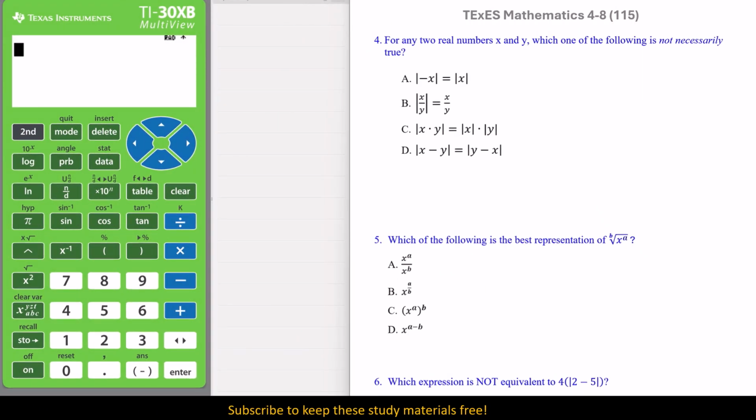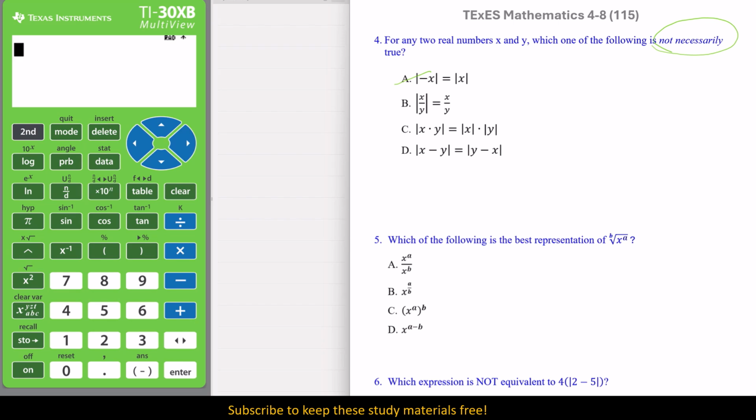Number 4. For any two real numbers, x and y, which one of the following is not necessarily true? Okay, well, the first very basic law of absolute value is that whatever's inside the absolute value, it doesn't matter, it comes out positive. So A is definitely true because when we pull those out, it's just going to equal x. So that is true because remember, it says not necessarily.